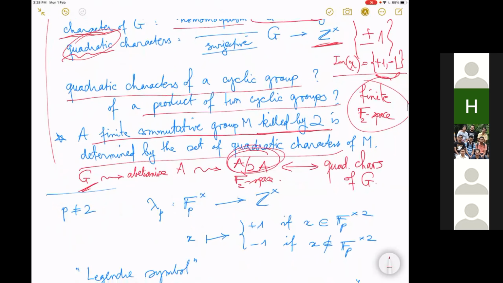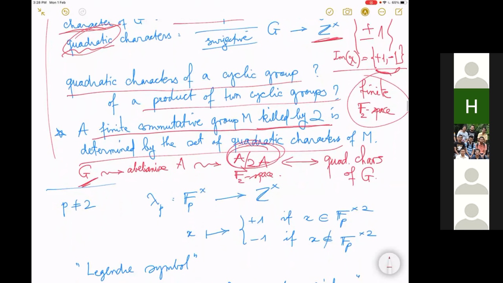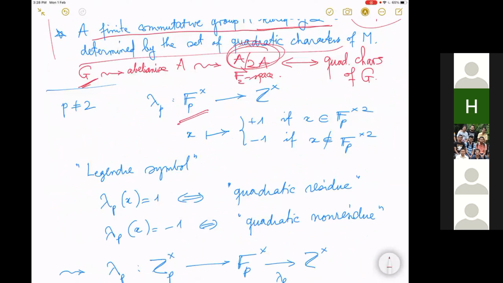So let's determine the quadratic characters of Z_p star. And for that, I begin with F_p star. F_p star is cyclic of order p minus 1, right? This, I hope everybody knows. This is cyclic of order p minus 1, which is even. So it has a quadratic character, a unique quadratic character. That's lambda_p.